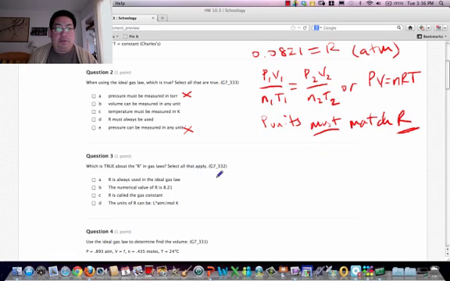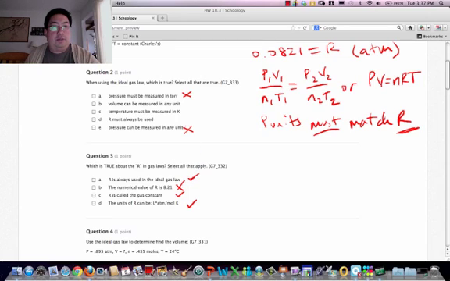So question three, what is true about R? R is always used in the ideal gas law. This is true. The numerical value of R is 8.21. That one, it depends. No, not really. R is called the gas constant. That's true. And then R can be units of liters times ATM over moles times K. So this one is definitely true. Yes. This one, not really. Okay. Moving right along.